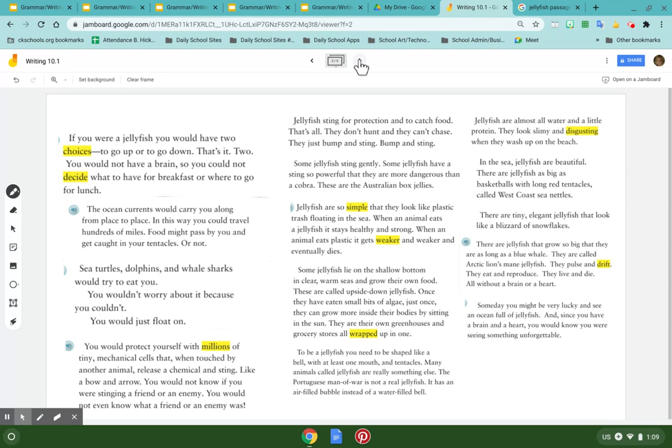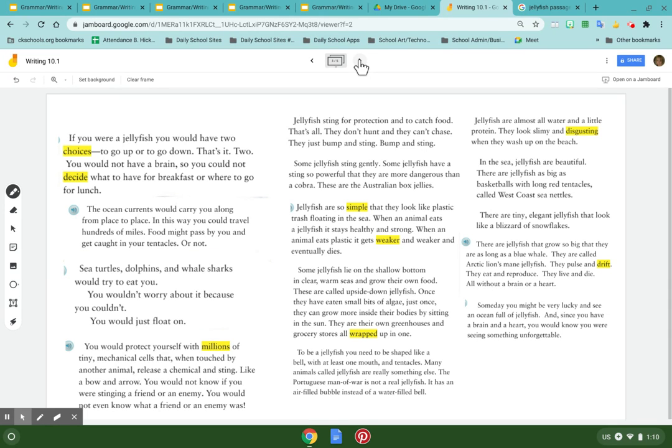Okay, it says, if you were a jellyfish, you would have 2 choices, to go up or to go down. That's it, 2. You would not have a brain, so you could not decide what to have for breakfast or where to go for lunch. The ocean currents would carry you along from place to place. In this way, you could travel hundreds of miles. Food might pass you by and get caught in your tentacles, or not. Sea turtles, dolphins, and whale sharks would try to eat you. You wouldn't worry about it because you couldn't. You would just float on.